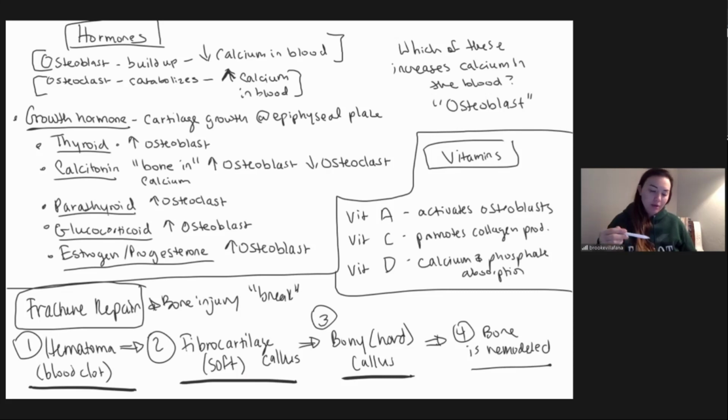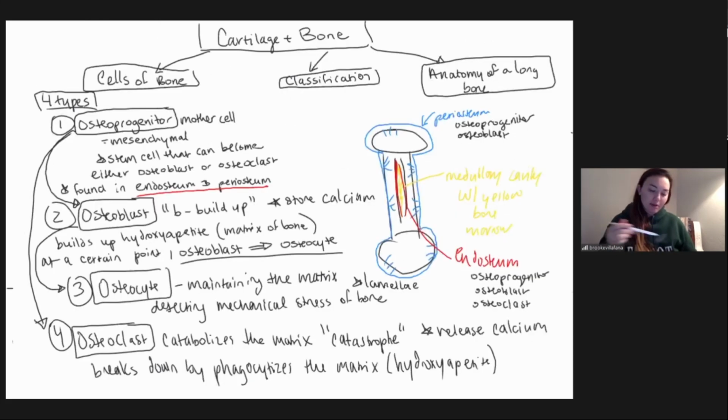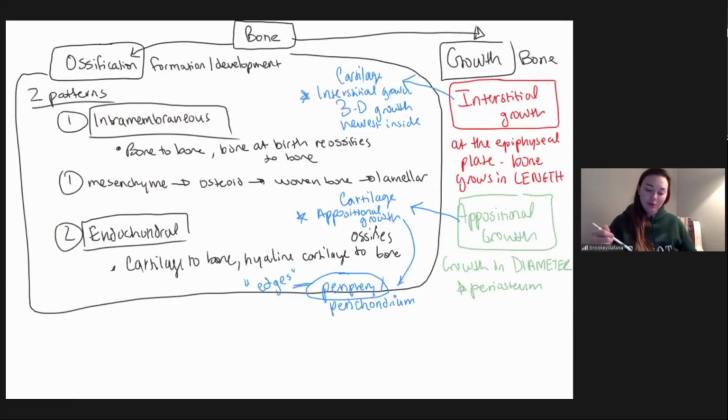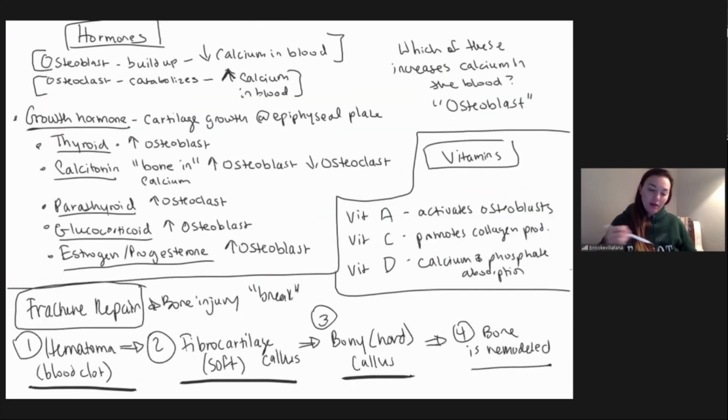Okay, so bone, again, we talked about cells. We already talked about classification and anatomy yesterday, cells. And then we went over our lamellae within bone, spongy bone versus compact bone. And then we talked about our ossification and growth patterns. And finally, hormones, vitamins, and fracture repair.